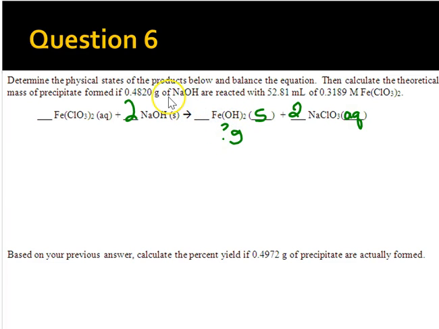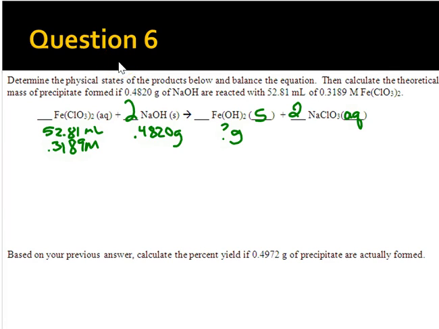Let's write the information that I have down. For the sodium hydroxide, I actually have the mass. It's 0.4820. And then for the iron 2 chlorate, since that's an aqueous solution, I have a volume of that. It's 52.81 milliliters, and its molarity is 0.3189.